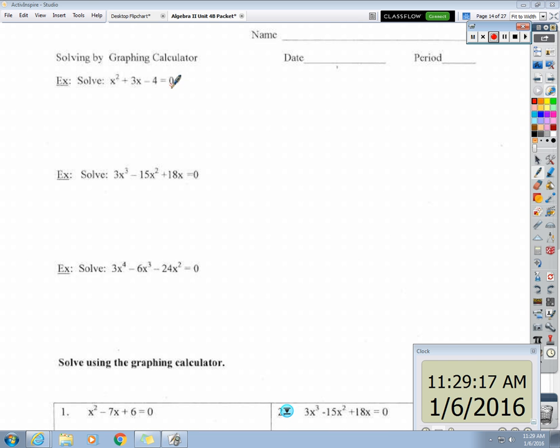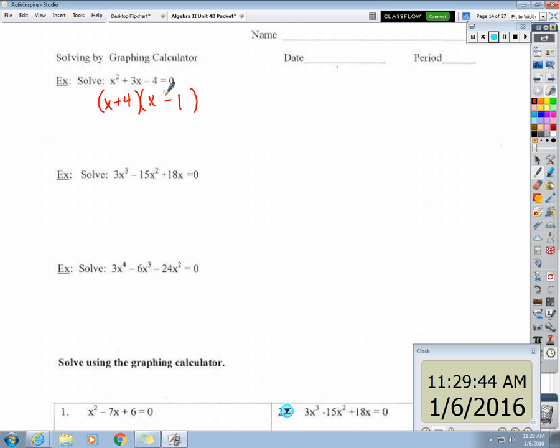So the first thing that you have to do is factor it. And this is a quadratic trinomial with a leading coefficient of 1. So we're going to factor it by looking for two numbers that add up to 3 and multiply to negative 4. Okay, positive 4 and negative 1 will do it.